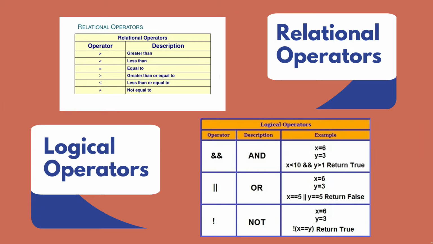A relational operator is an operator that tests or defines some kind of relation between two entities. These are used to compare numeric, character string, or logical data, and are the ones that control program flow, such as greater than, less than, equal to, greater than or equal to, less than or equal to, and not equal to.